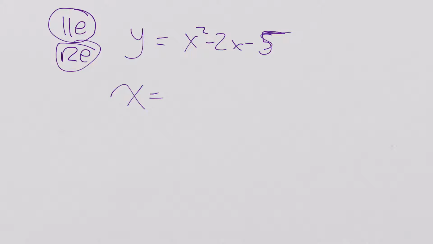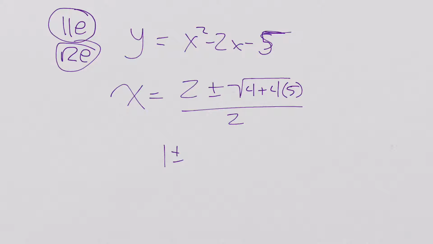X equals negative b. Negative b gives you a positive 2, plus or minus the square root of b squared, which is 2 squared, 4, minus 4 times a, which is 1, times c, which is negative 5. So change that sign. There we go. All of that over 2a, so all of that over 2. So we'll get 1 plus or minus the square root of 4 plus 20, so 24, plus or minus the square root of 24, that thing divided by 2.